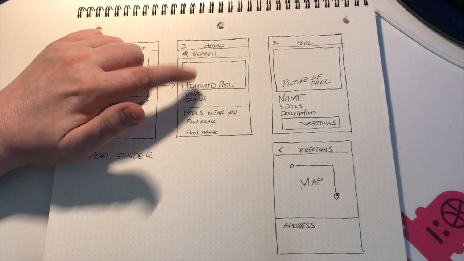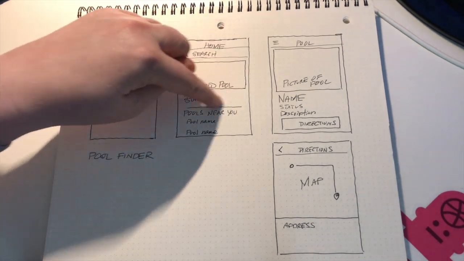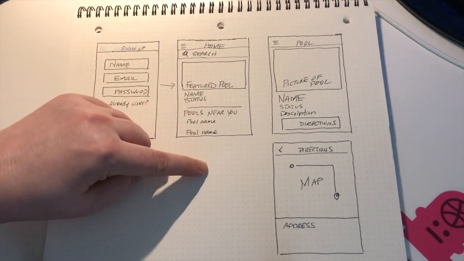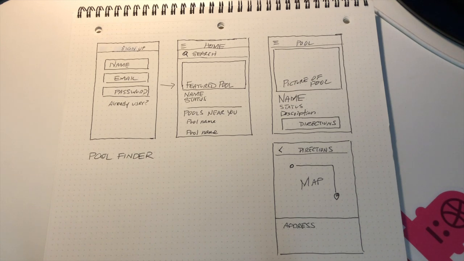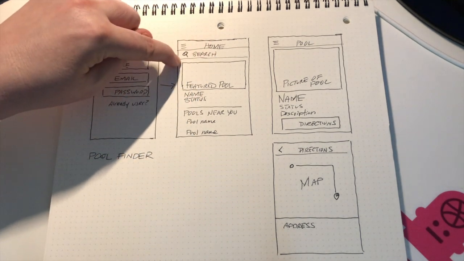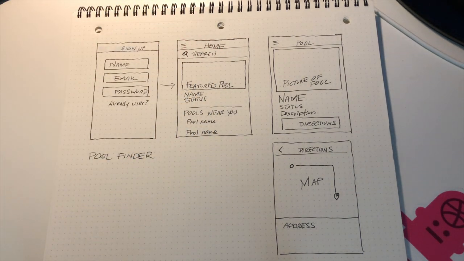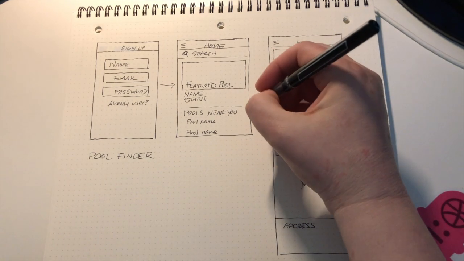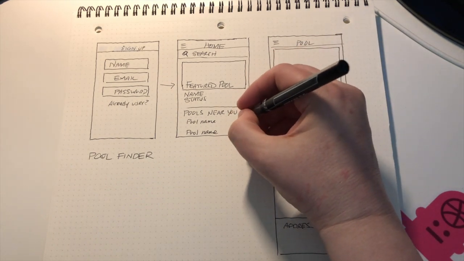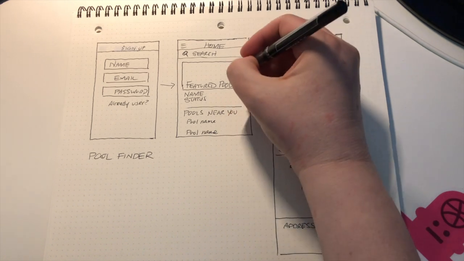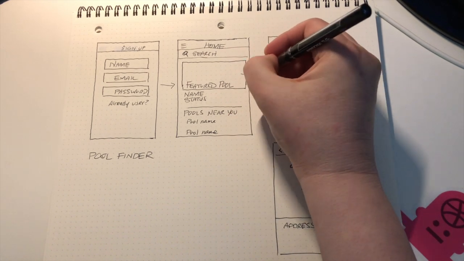And that takes us over to the home screen, which has a featured pool and then pools near me. It basically pulls that from my location. And I also have a search bar up here at the top. And if I tap on the name of a pool, so for example, this pool right here, or even this featured pool, let's do that.